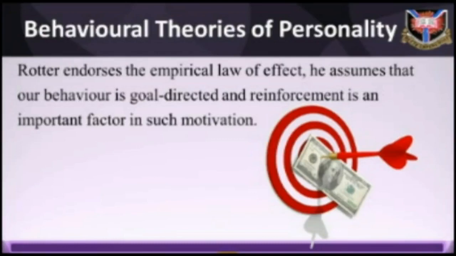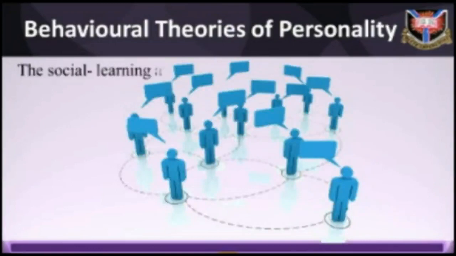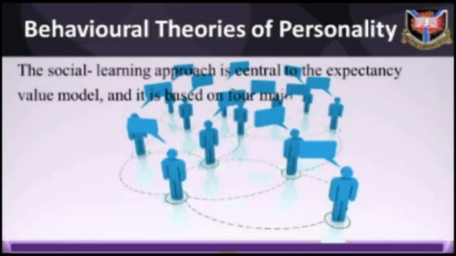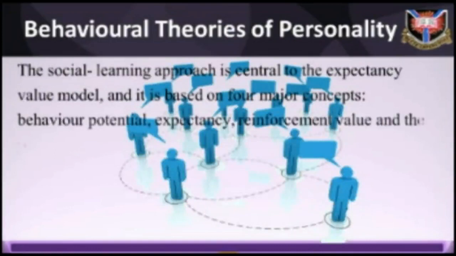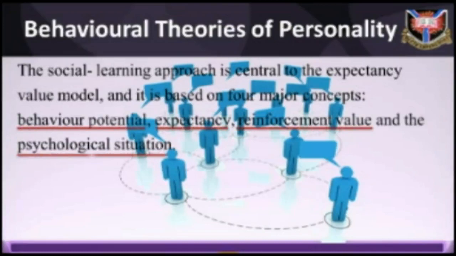Generally, we strive to maximize rewards and minimize or avoid punishment. Rickman, 1997. The social learning approach is central to the expectancy value model, and it is based on 4 major concepts: behavior potential, expectancy, reinforcement value, and the psychological situation. This approach is aptly summed up in the words of Rotter that the potential for behavior to occur in any specific situation is a function of the expectancy that the behavior will lead to a particular reinforcement in that situation and the value of that reinforcement.